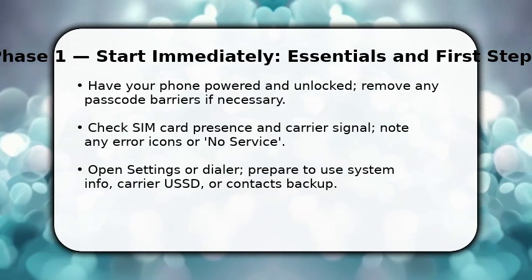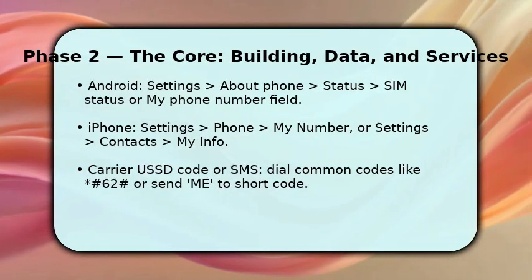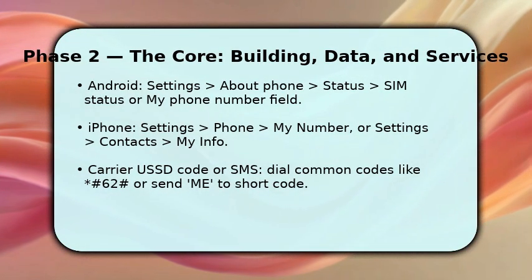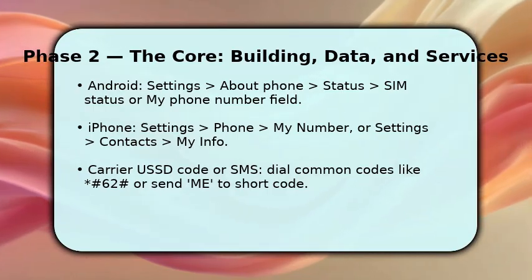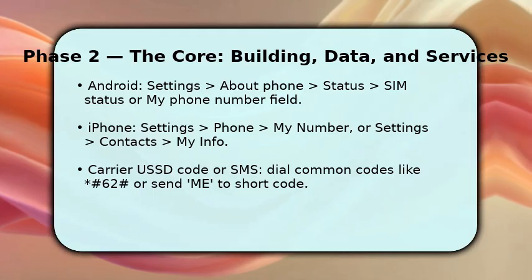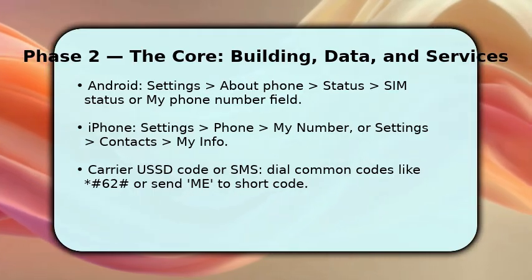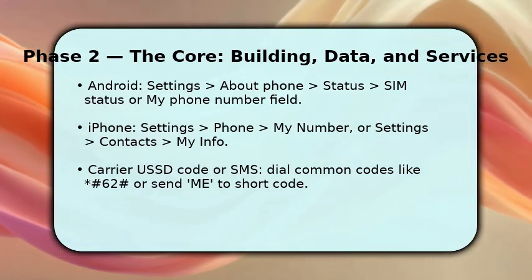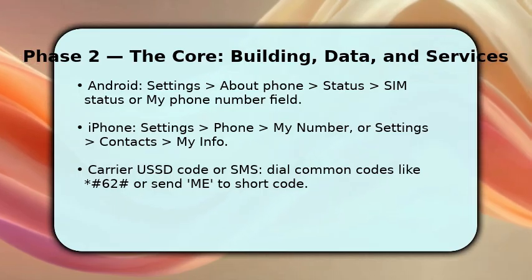You now execute the middle steps. Check system info first because it's fastest. On Android, navigate to About Phone then SIM status. On iPhone, check Phone, My Number. If the field is blank, use the dialer. Some carriers support USSD codes that return the number instantly.